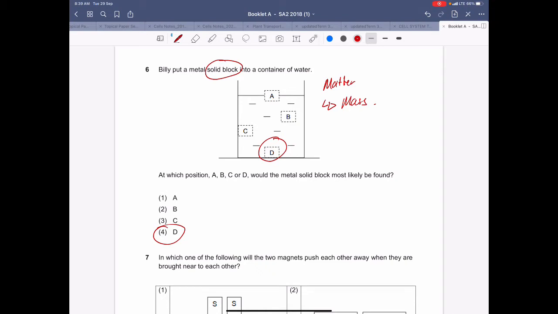So let's just say they give you oil, which has a lighter density or less density than water, it will float. You must always compare when you give reasoning.